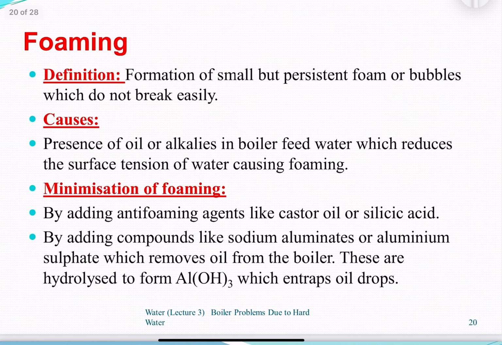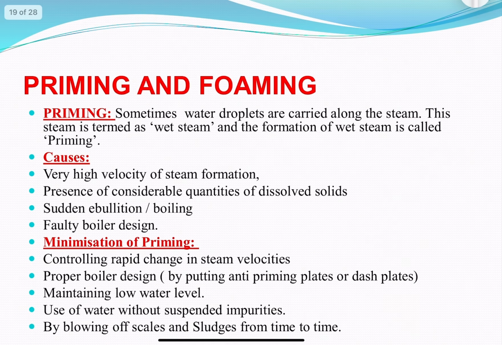Now what are the disadvantages of priming in boilers? Whenever there is priming, water droplets are carried along with the steam. When water droplets are carried, some salts are also carried along with them. These salts go and deposit in the cooler parts of the boiler, so they choke the tubes and lead to secondary problems. When they fall on the blades of the turbine, they cause corrosion of the turbine blades. Therefore, it is very important that priming should be minimized. And I have already told you the ways in which you can minimize priming.